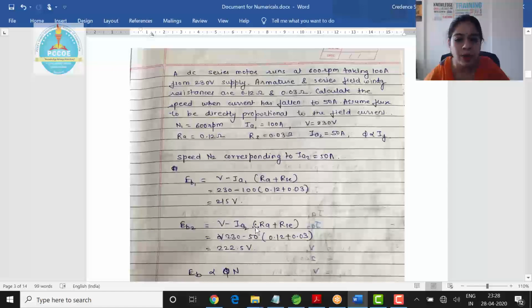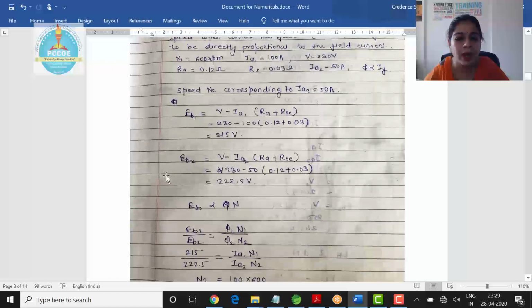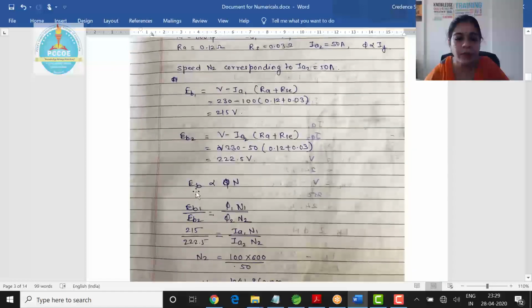So V minus IA2, the formula will be the same, only the value changes, the IA2. So here 230 minus 50 into whatever the values of resistances I have written here, I'll get the value of EB2. Once you have EB1 and EB2, we know that the speed is directly proportional to EB by phi, meaning EB is directly proportional to phi N.